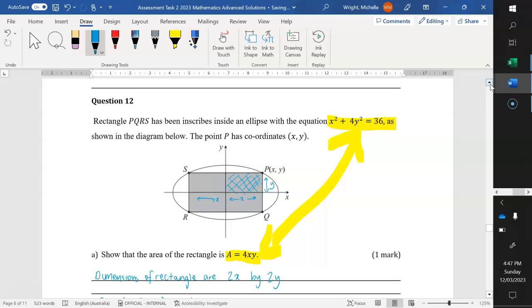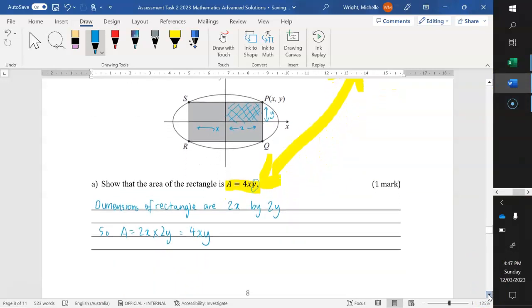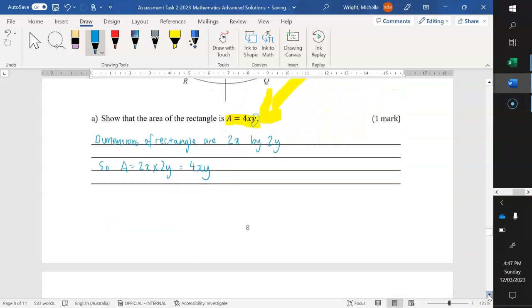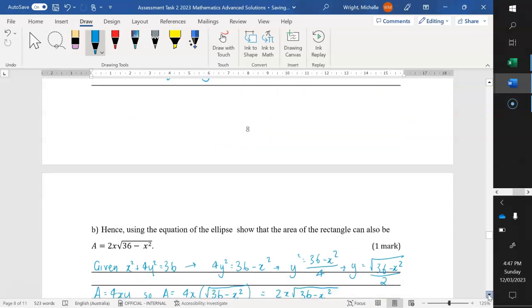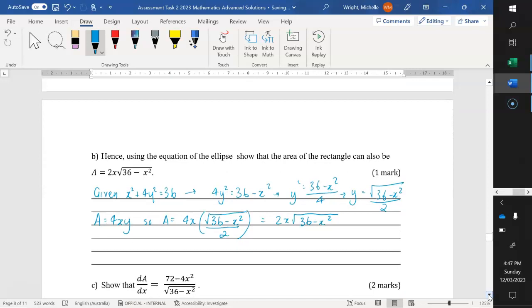I need to remove Y. So that's the variable that needs to be replaced, and the only way I can get Y is from this equation. So this equation here needs to be rearranged to find Y, and then that gets subbed into there. So you can always work out what your variable is that needs to be substituted in, because it basically tells you there in the question what one's missing from what you had above. So it's saying, hence use the equation of the ellipse, show that the area of the rectangle can also be given by this. So there's my 2X, this part's going to be my Y.